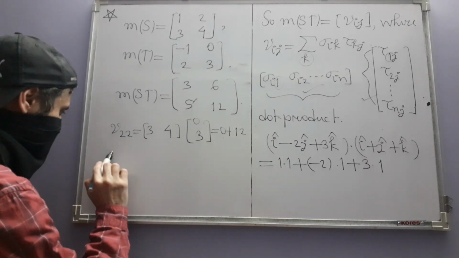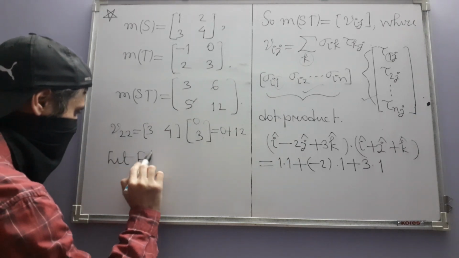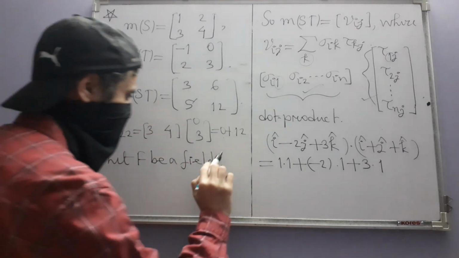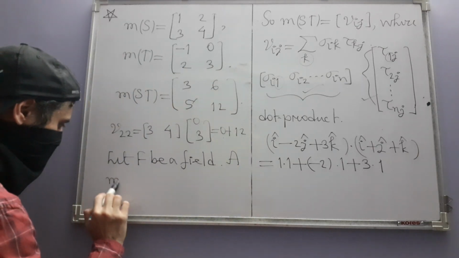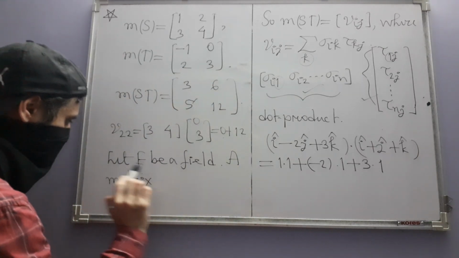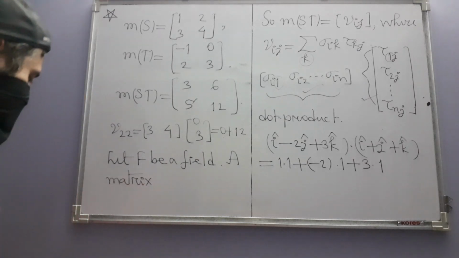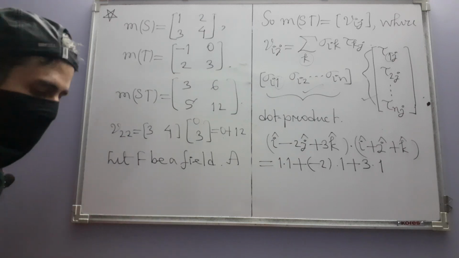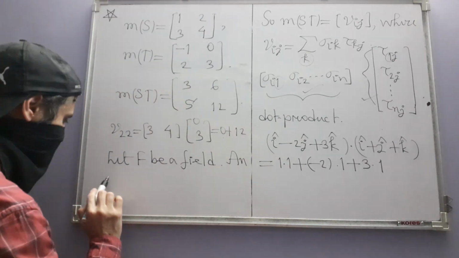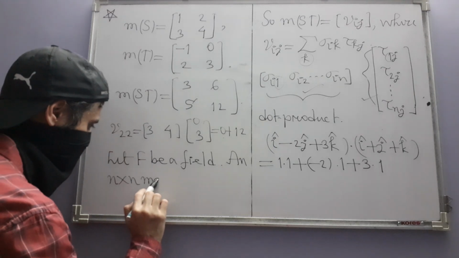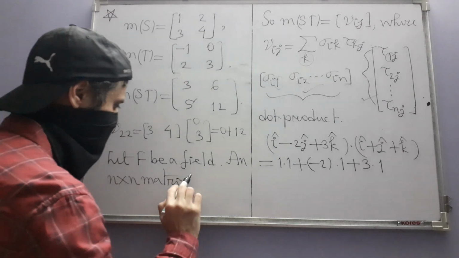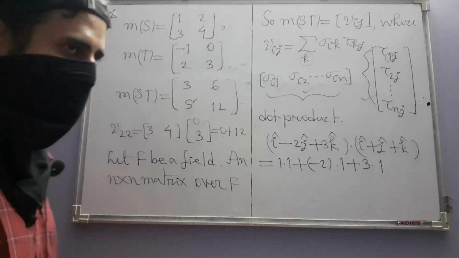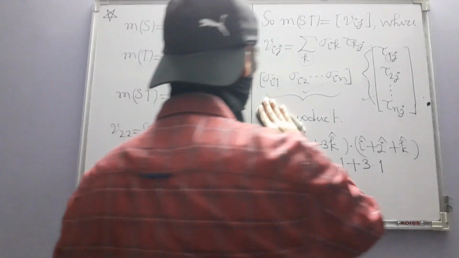So we write like this: let F be a field. A matrix means actually an n by n matrix. Yeah, we need to mention the size. An n by n matrix over F. These are some terminology that we use while talking about these things.